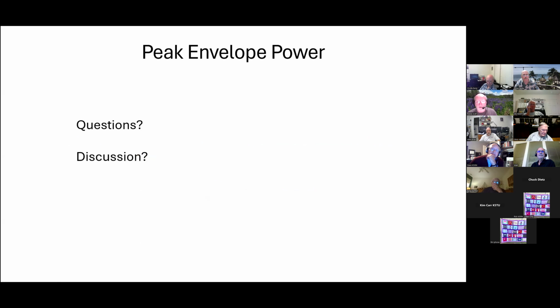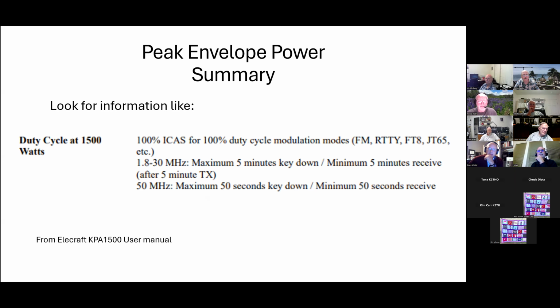Questions, comments? Can you hear me? I noticed it says you have to wait. If you leave it key down for 5 minutes, you got to wait 5 minutes in receive mode. So that's what the intermittent part is.